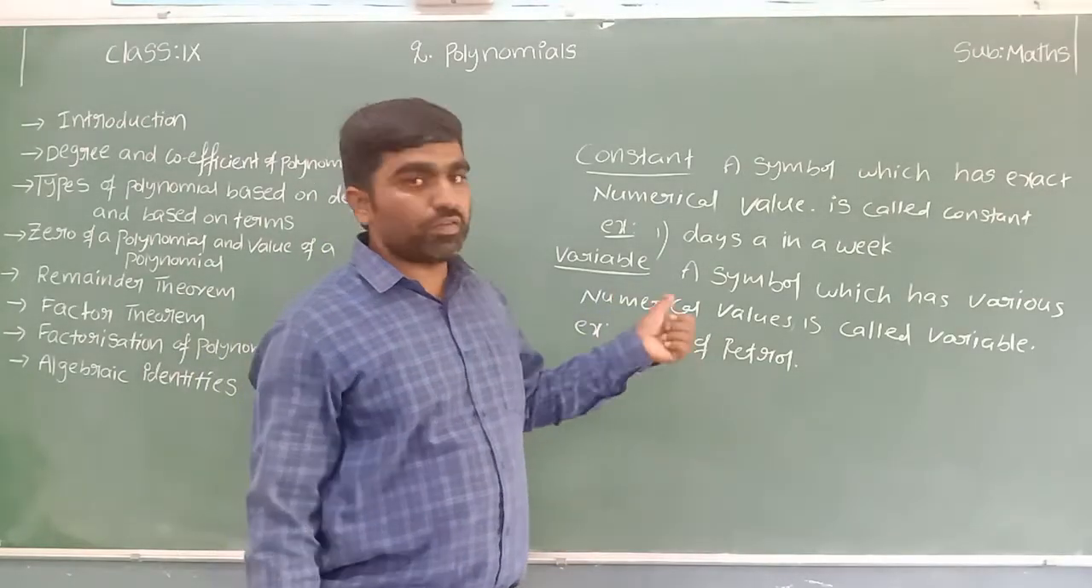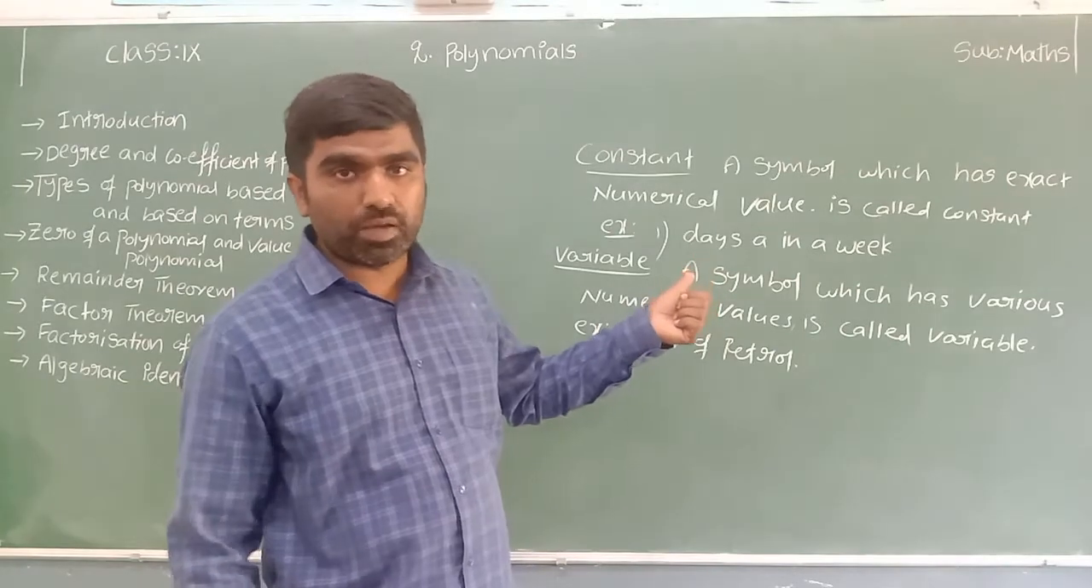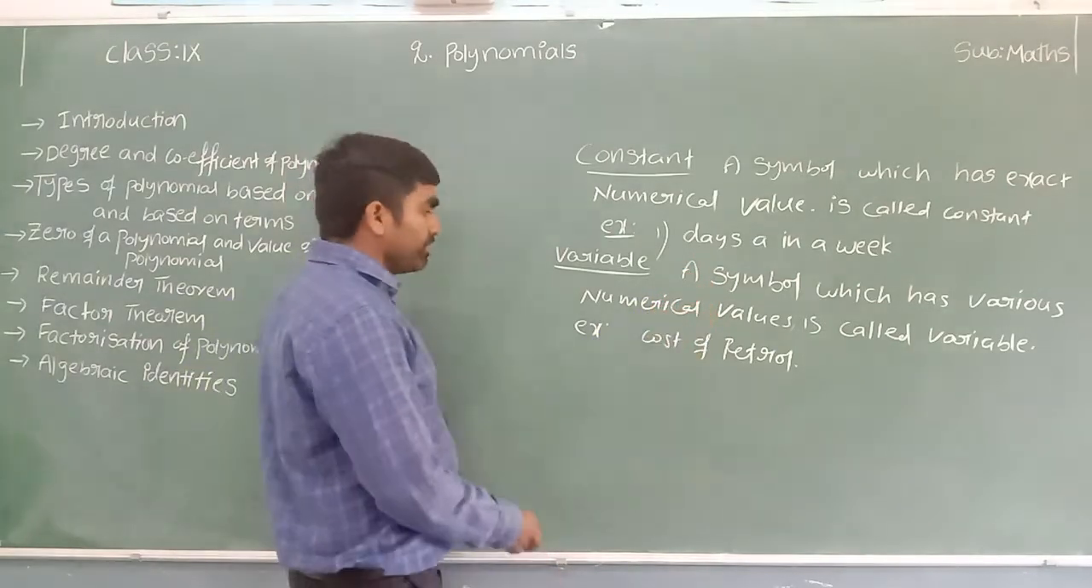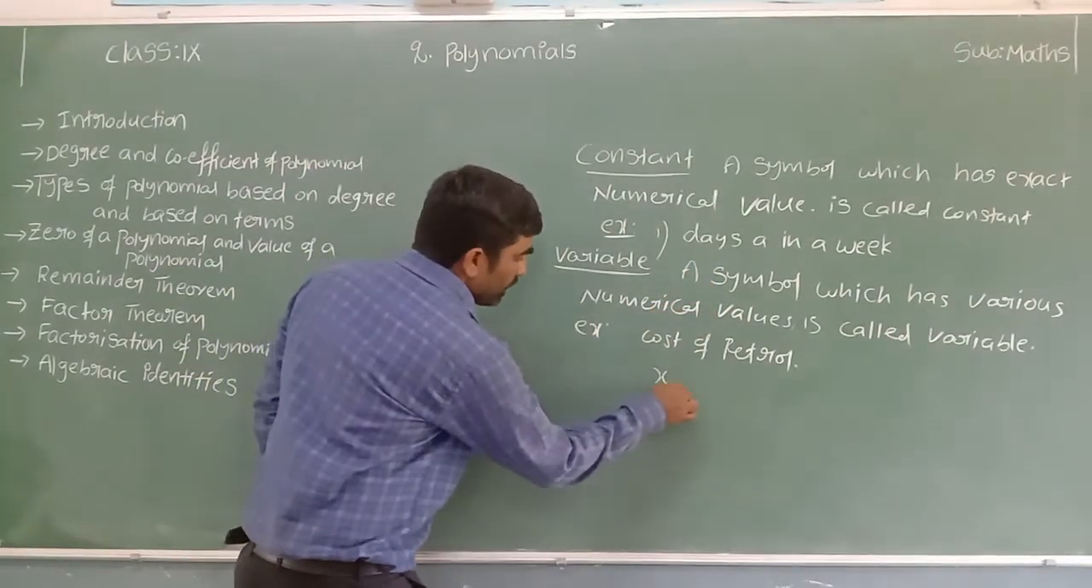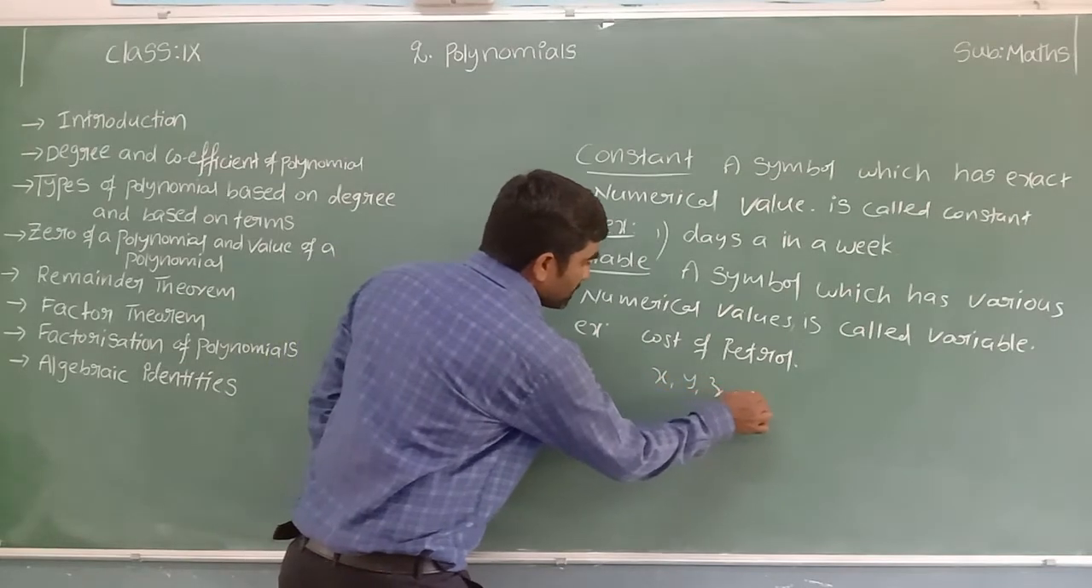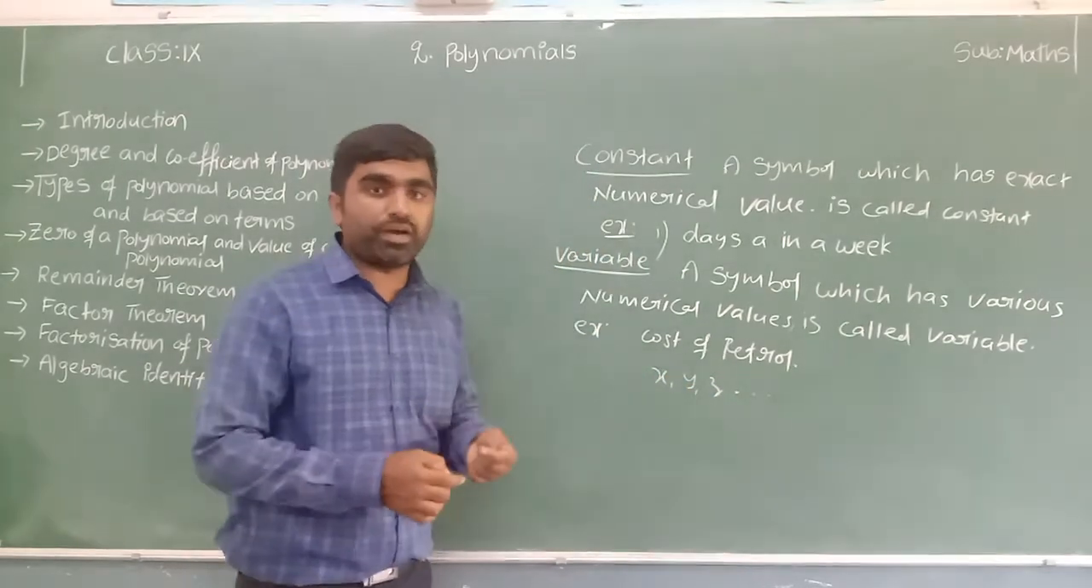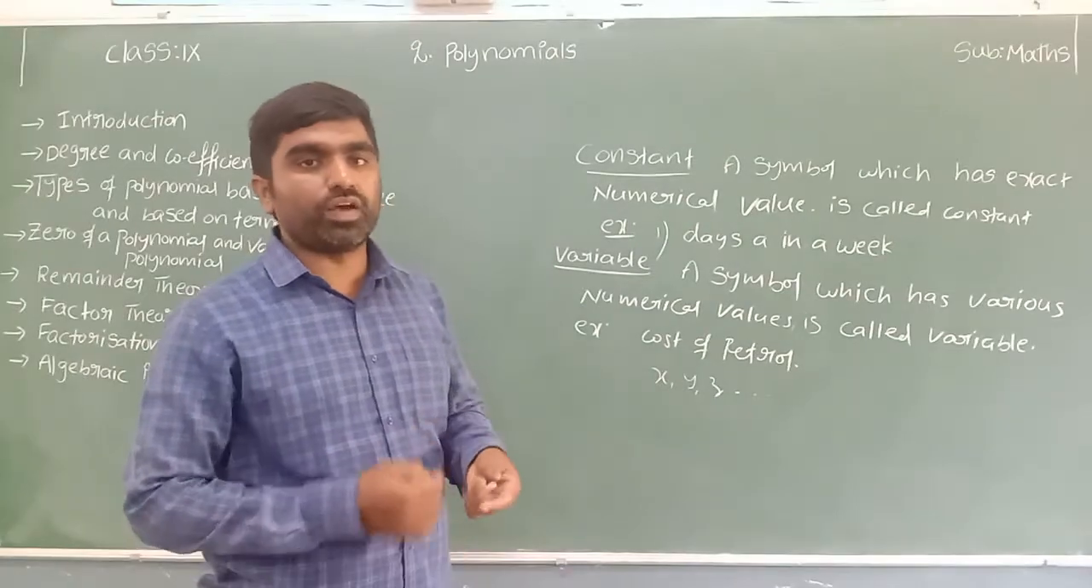Then which type of symbol can we use to express the unknown values, I mean to express the variables? Generally we can use alphabets. Mostly we use x, y, z. Not only x, y, z. We can use any alphabet to express unknown values.